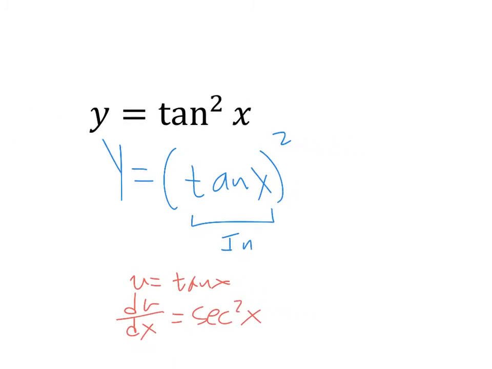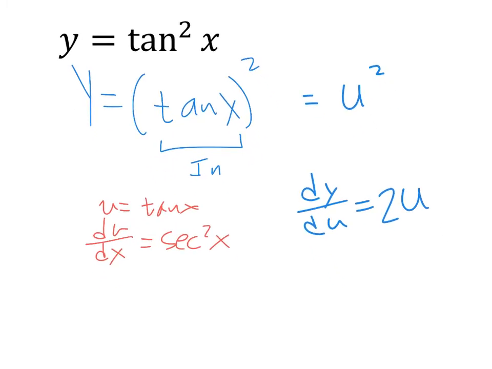And so we can rewrite this as u squared, because I just redefined that. So dy du is, well, how do you take the derivative of u squared? That is 2u to the first. Okay? And so that is equivalent to 2 times u. What is u? U is tangent of x.